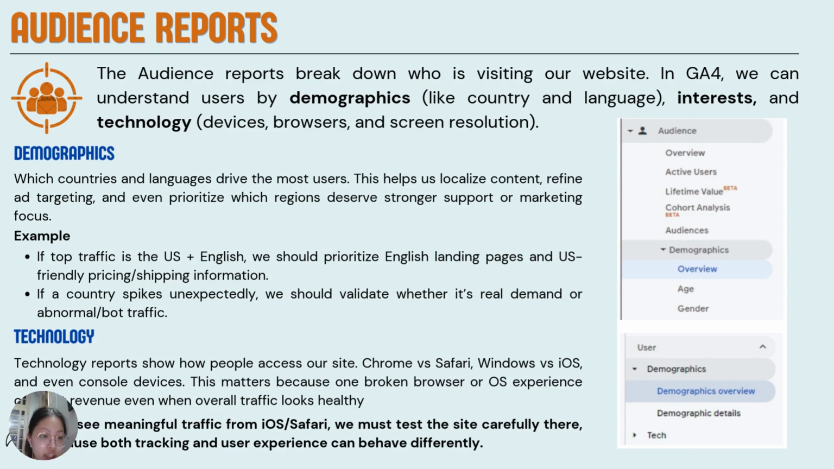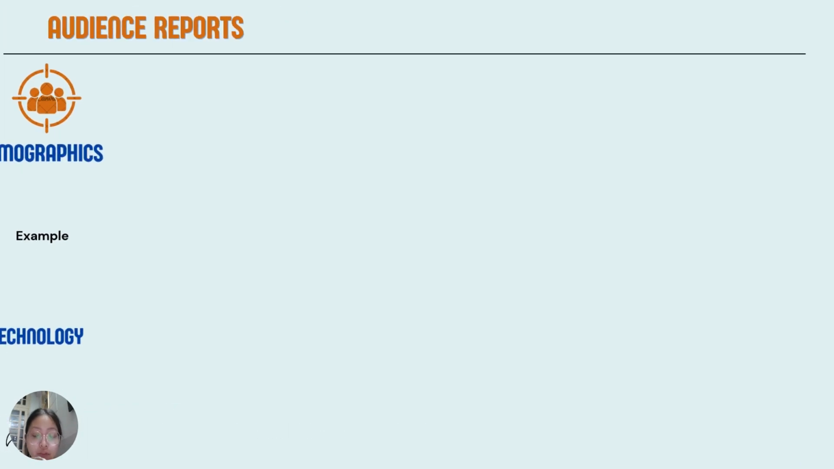For technology, reports show how people access our sites: Chrome versus Safari, Windows versus iOS, and even console devices. This matters because one broken browser or OS experience can hurt revenue even when overall traffic looks healthy. If we see meaningful traffic from iOS or Safari, we must test the site carefully there because both tracking and user experience can behave differently.